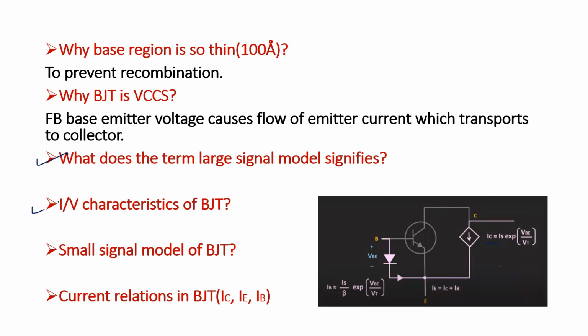And we know the BJT characteristics. One characteristic is between the input voltage and current, and the second is between the output voltage and current. The input voltage here is your base to emitter voltage, and the output voltage here is your collector to emitter voltage. One characteristic is like this, and the other is like this. I think all of you know these basics. And a small signal model we all know, and current relations we all know, how IC, IB, and IE are related to each other.